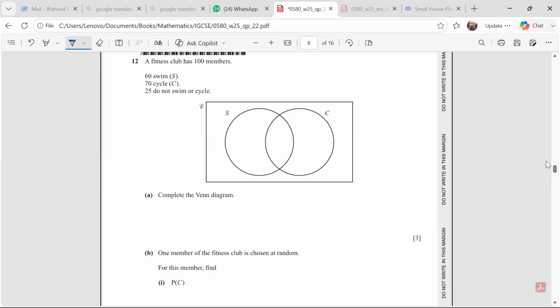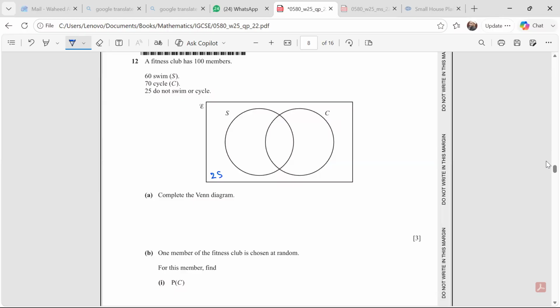A fitness club has 100 members, 60 swim, 70 cycle, and 25 do not swim or cycle. So this bigger triangle represents the fitness club. It has 100 members, so everything should be 100, right? People who do not cycle or swim, they're 25. So 25 should be in this area, which is outside of the swimming and outside of the cycling.